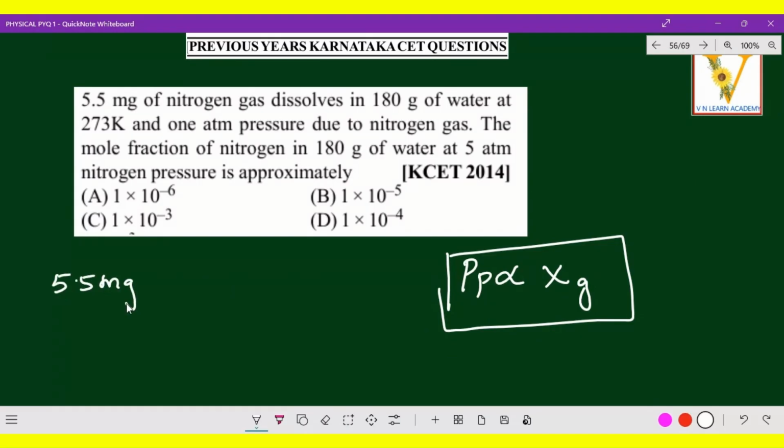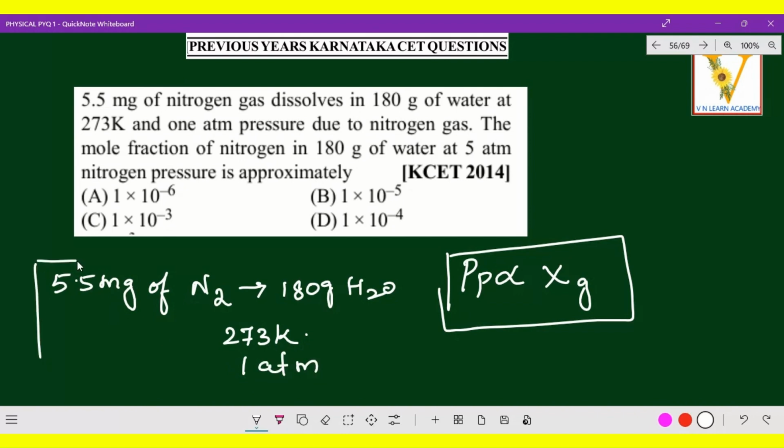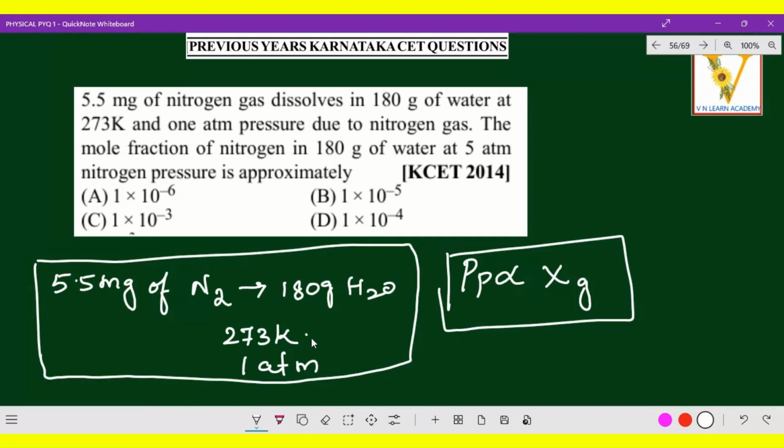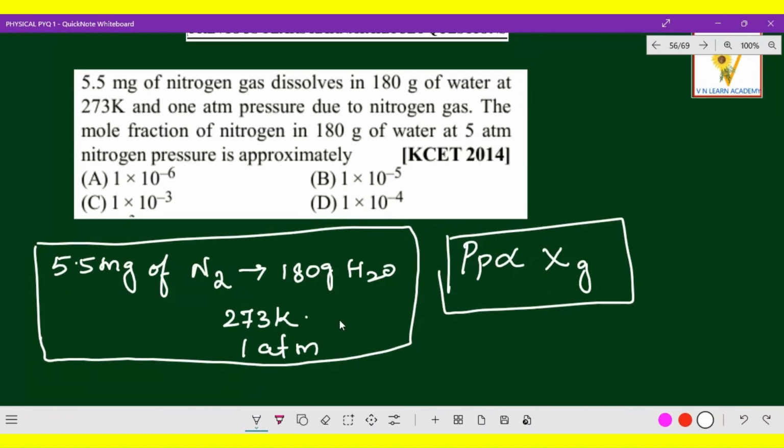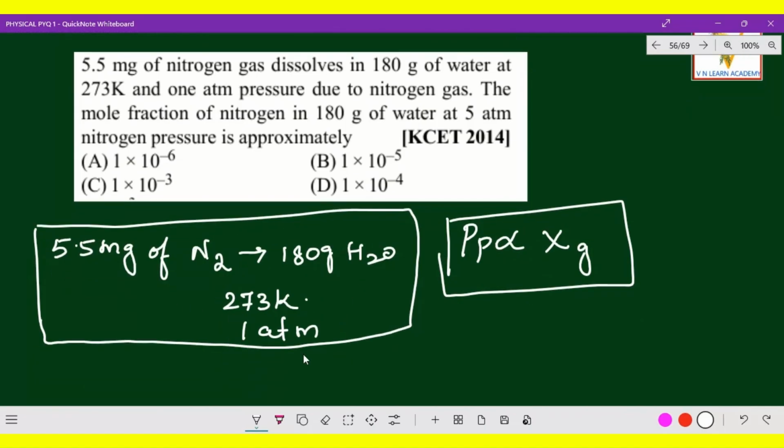5.5 milligram of nitrogen gas dissolves in 180 gram of water at 273 Kelvin. The temperature of 273 Kelvin is provided, and 1 atmospheric pressure. So this is the first data. Now the mole fraction of nitrogen in 180 gram of water at 5 atmospheric pressure, nitrogen pressure, is how much? That is what they are asking.